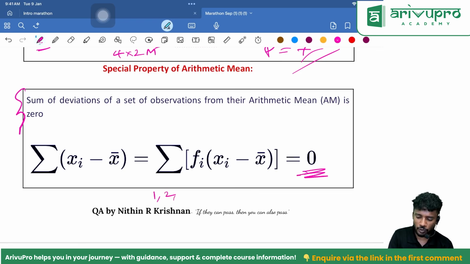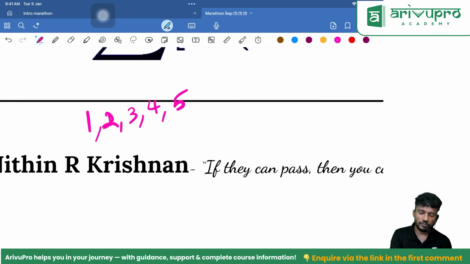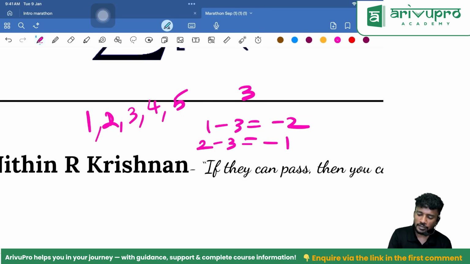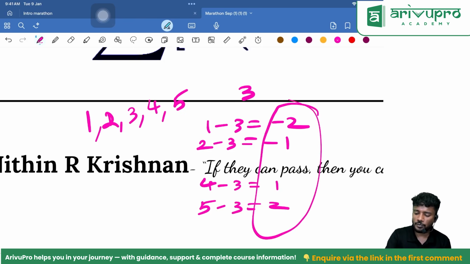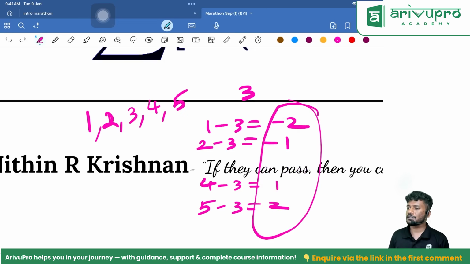For example, 1, 2, 3. What is the mean? Or if you want to make it better, I will make it as 1, 2, 3, 4, 5. Yes. Tell me what is the mean. 3, yeah? Sure? Yes. 3 is the mean. Now, 1 minus 3 is how much? 1 minus 3 is equal to minus 2. Then 2 minus 3 is how much? Minus 1. 3 minus 3 is 0. Then 4 minus 3 is how much? 1. Then 5 minus 3 is how much? 2. If you add everything, how much will it be? It will be 0. Correct? Yes, it will be 0. That is going to happen. Yes. Clear? That is the meaning of this.